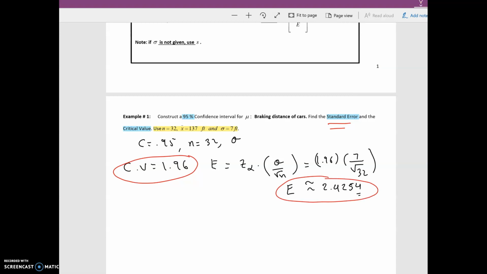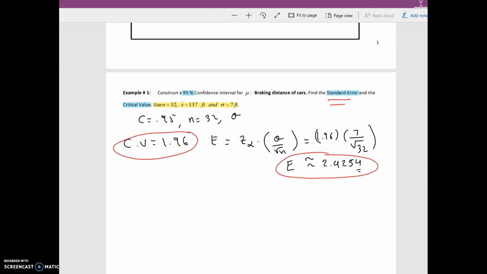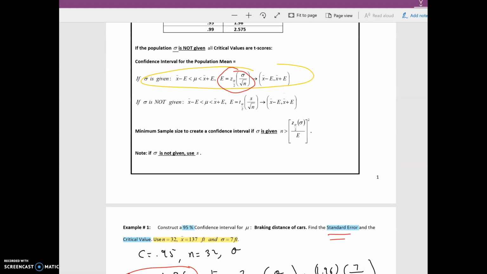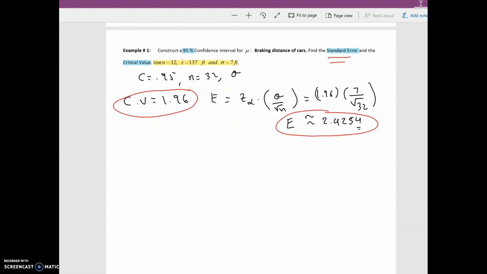Now, the main answer that they're asking us to find is the confidence interval. Now, your confidence interval is going to be given by this formula. So let me just write it as the CI.